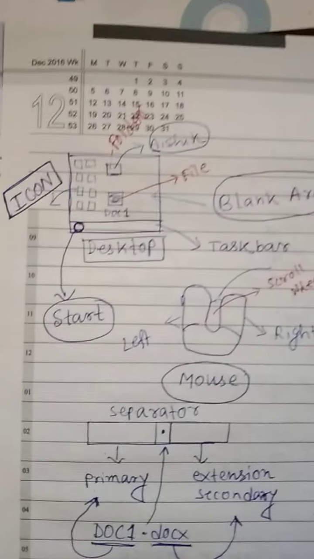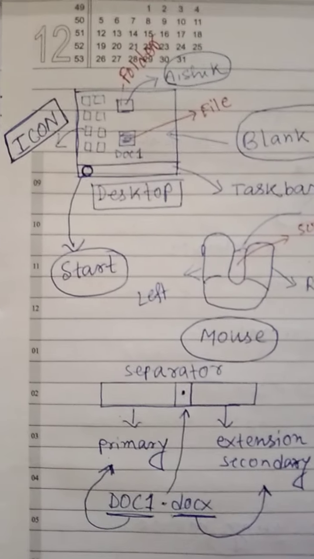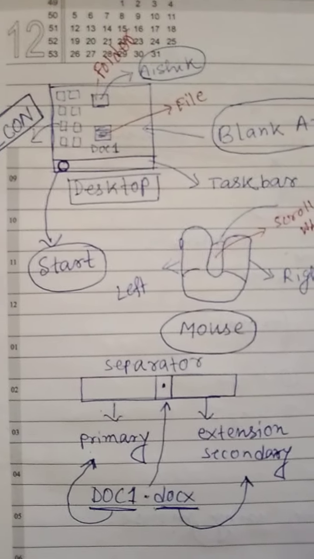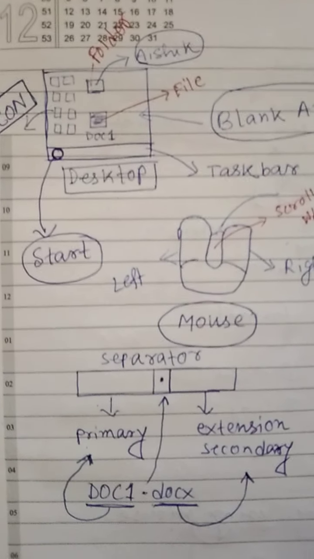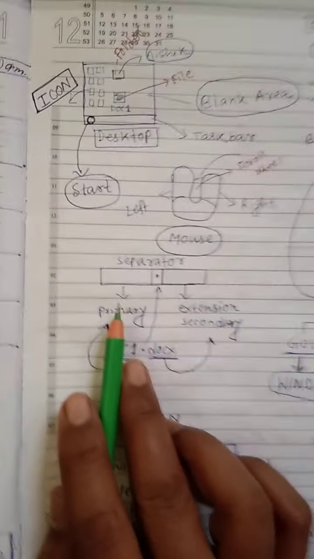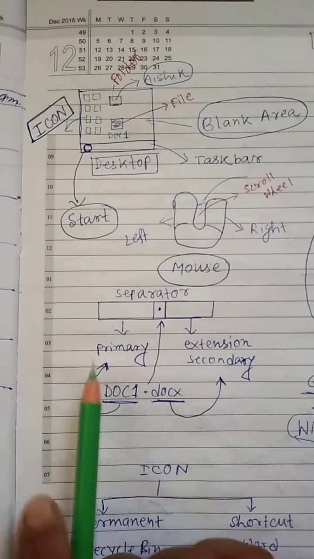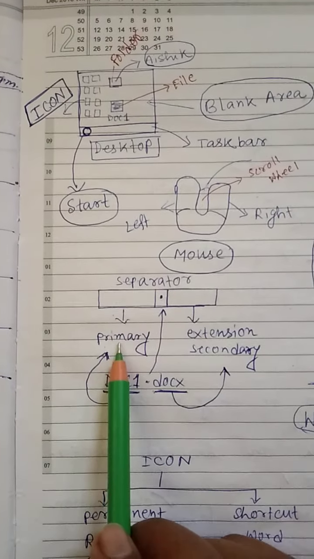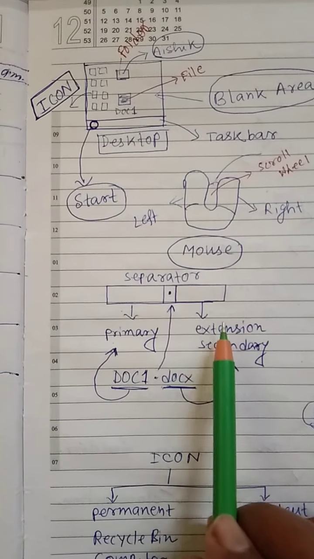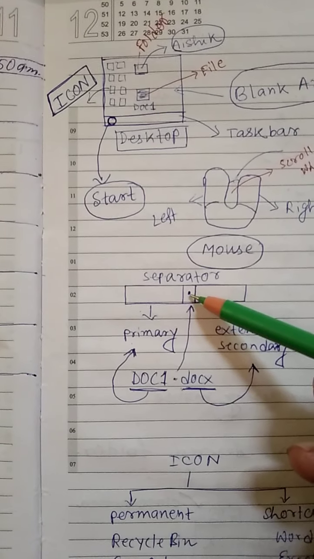Now I want to describe what a file is. A file is a virtual adaptation of the real-world thing you can interact with on your computer. So here I show you a file. A file consists of three parts. The left side portion is called the primary part, the right side portion is called the secondary or extension part, and the middle is the separator.